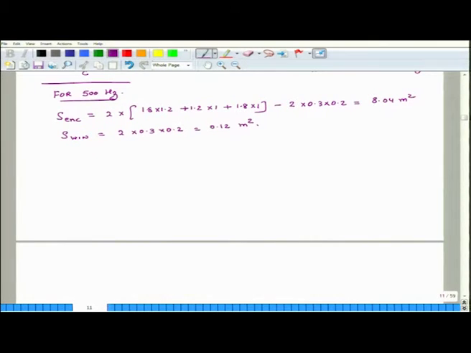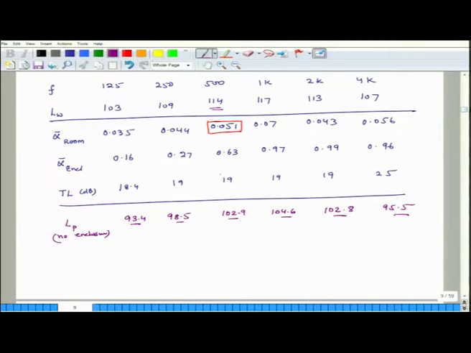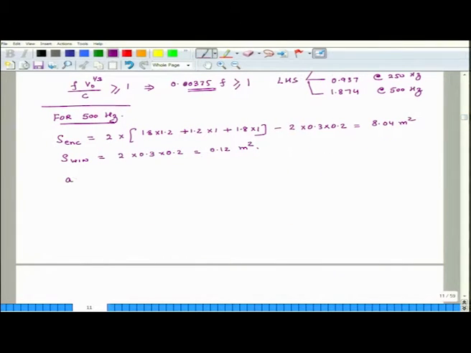Next we find out the transmission coefficient for the enclosure. Now, the transmission coefficient we know for different frequency bands. At 500 hertz the transmission loss is 19 decibels. So, tau at 500 hertz is 10 to the power of minus transmission loss divided by 10, which is 10 to the power of minus 1.9, equal to 0.01259. This is for the enclosure.